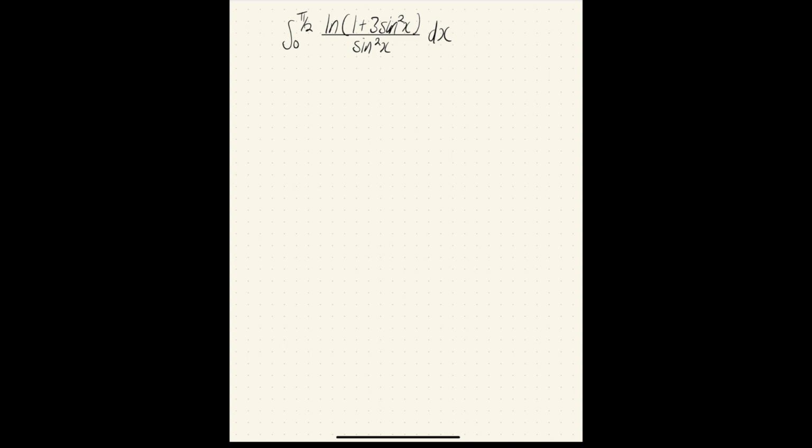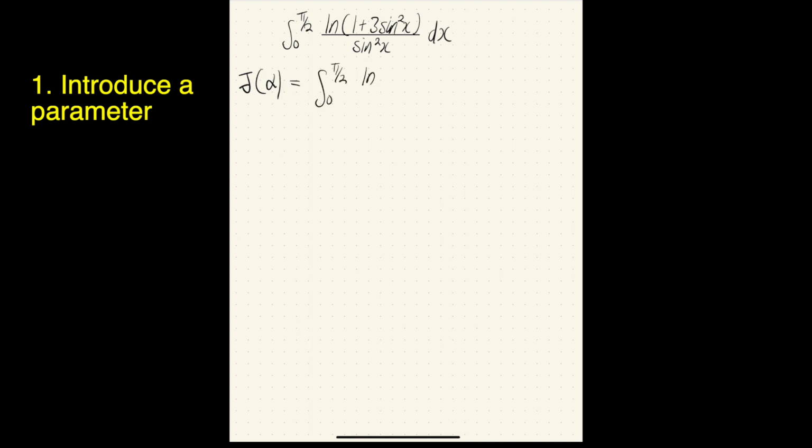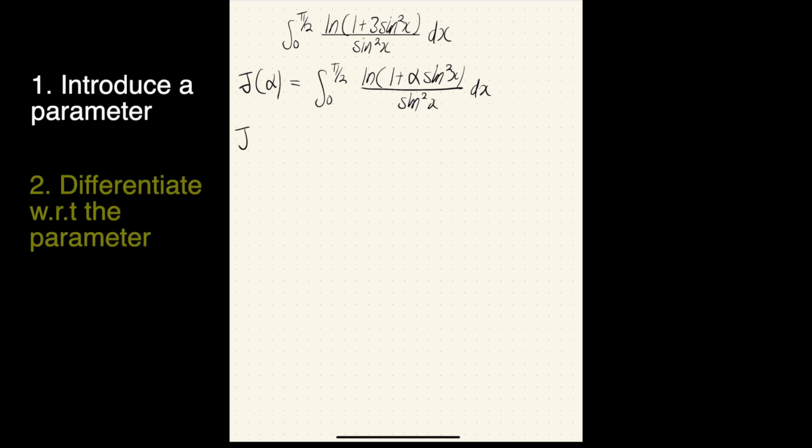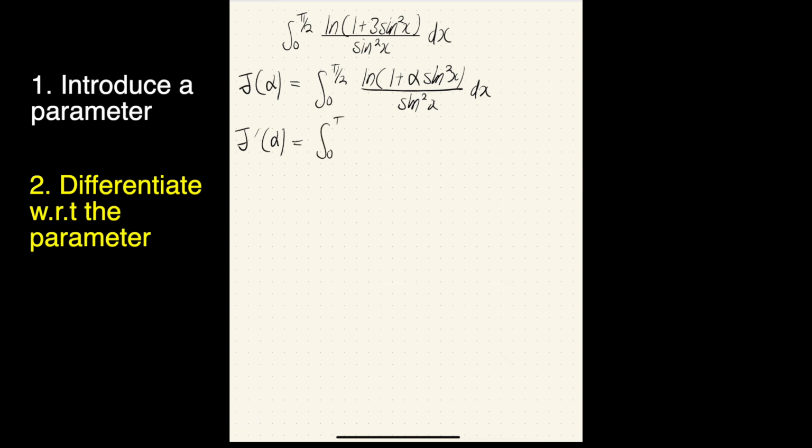So we'll start by defining J of alpha. We will introduce a parameter alpha to replace the 3 in the original integral. And so this is what we have. And then we will differentiate this with respect to alpha. So we have J prime of alpha. And here we will use Leibniz integral rule to rewrite the differentiation inside of the integration operator using a partial derivative. So this will look like this.